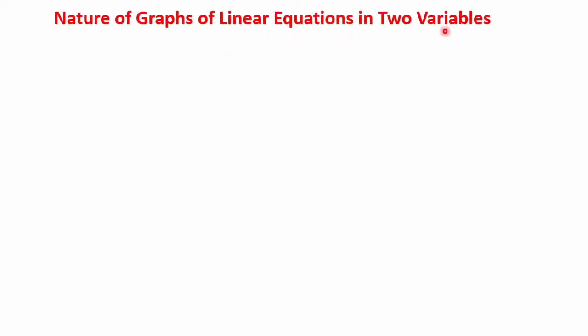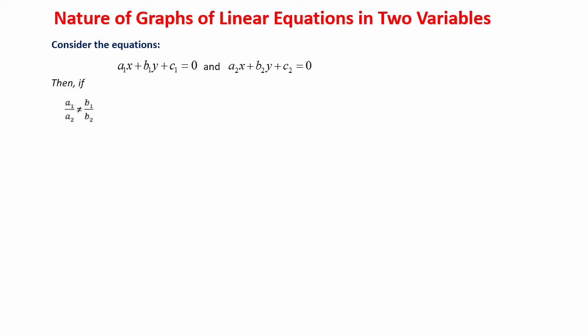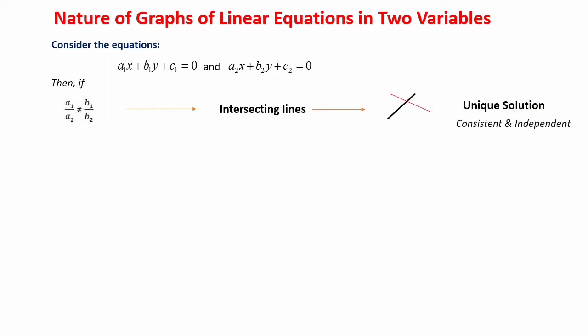Before starting the class, let's recall the nature of graphs of linear equations in two variables. Consider the equations a1x + b1y + c1 = 0 and a2x + b2y + c2 = 0. These are the general form of linear equations in two variables. The first condition we have learned is a1/a2 not equal to b1/b2. If a1/a2 is not equal to b1/b2, then we will get intersecting lines, which look like this, and the solution is unique. Since the solution exists, the system is consistent and independent.